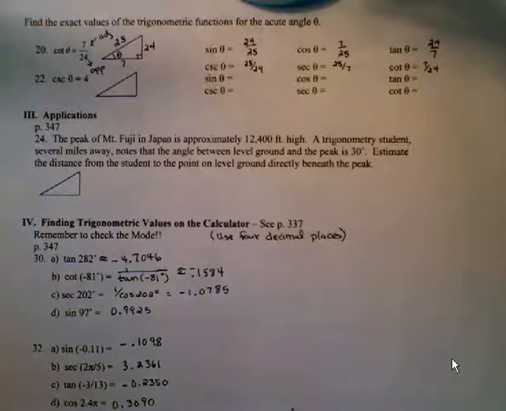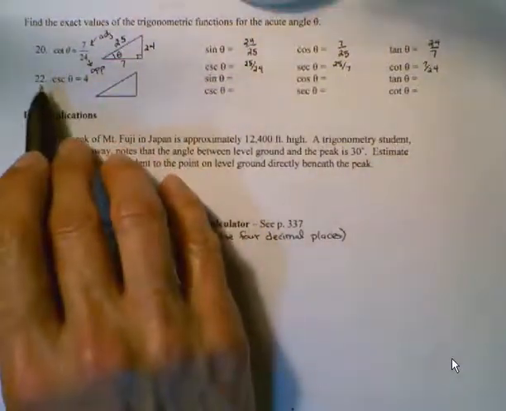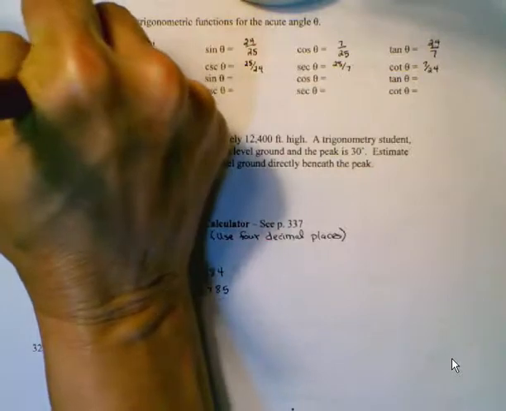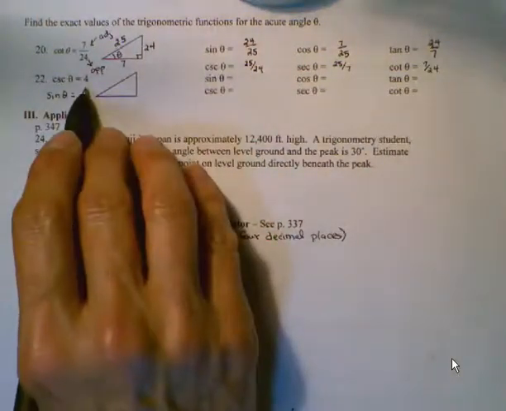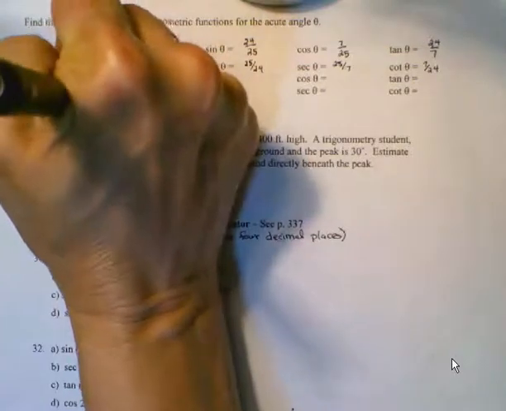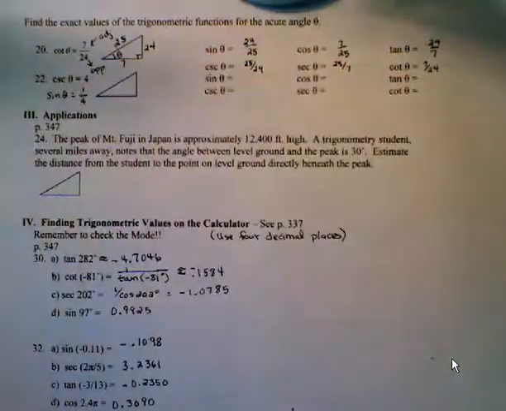All right, let's do one more example like that. In number 22, we're given that cosecant of theta equals 4. If cosecant is hard for your brain to deal with, you can just change it to sine by saying if cosecant of theta is 4, then what is sine of theta? Well, if cosecant is 4, sine is 1 over 4, because cosecant is the reciprocal of sine.